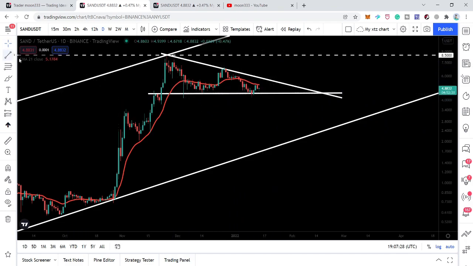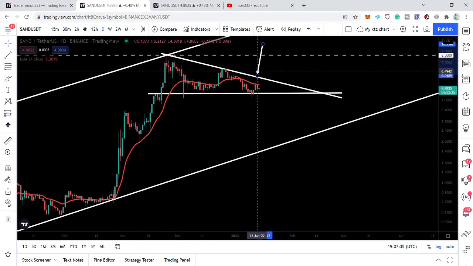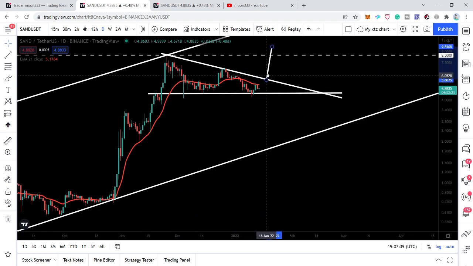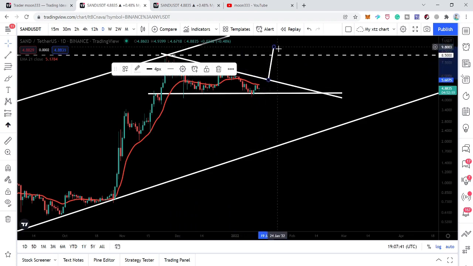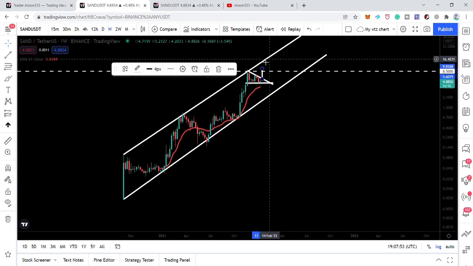For example, if the price line breaks out of this triangle, then our next target can be, it depends on where it will break out. For example, if it breaks out from here, the next target can be approximately $10. In that situation, we can also break out this highest resistance of $8.5 as well. But if we want the resistance of the channel, then that is at approximately $13.